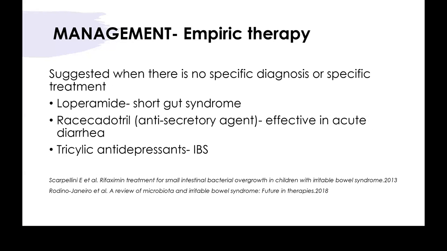If you don't have a specific diagnosis, or if you don't have a specific treatment for the diagnosis, then there are certain agents which can be used empirically. Loperamide is commonly not used in children for diarrhea, but can be used in short gut syndrome. And the anti-secretory agent racecadotril is effective in acute diarrhea which is going on for some time. And studies have shown, based on the references I have given, there is a place for tricyclic antidepressants in irritable bowel syndrome.